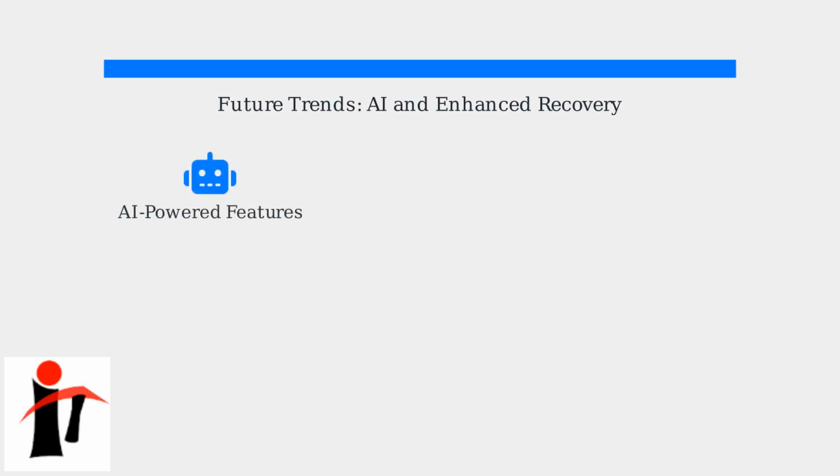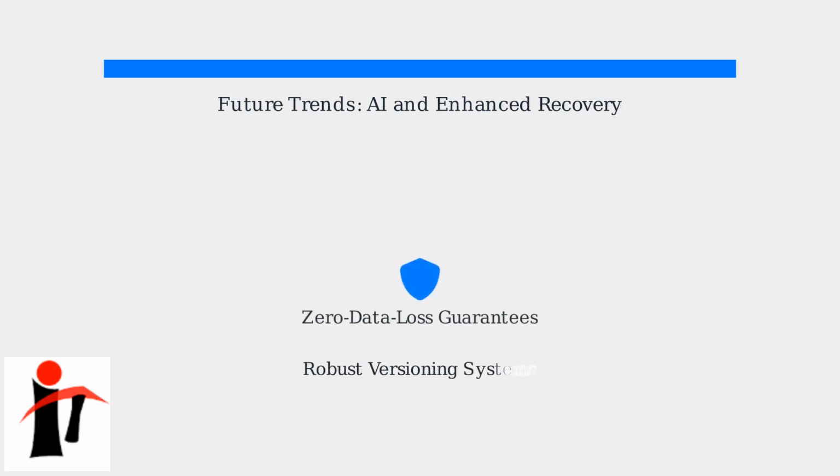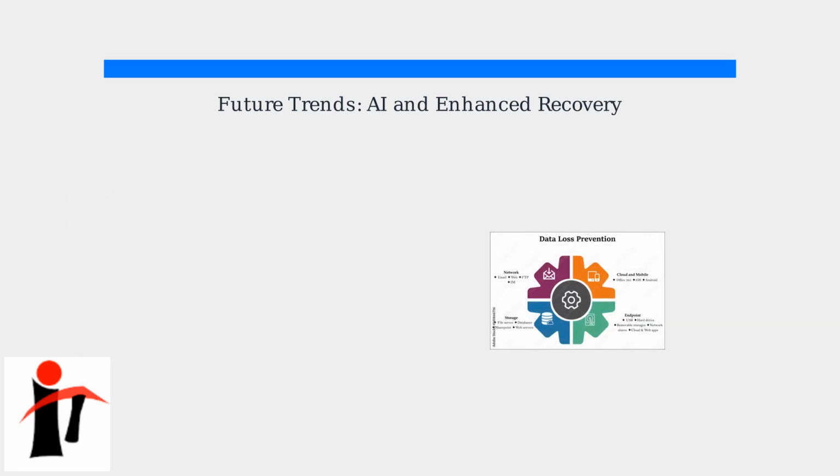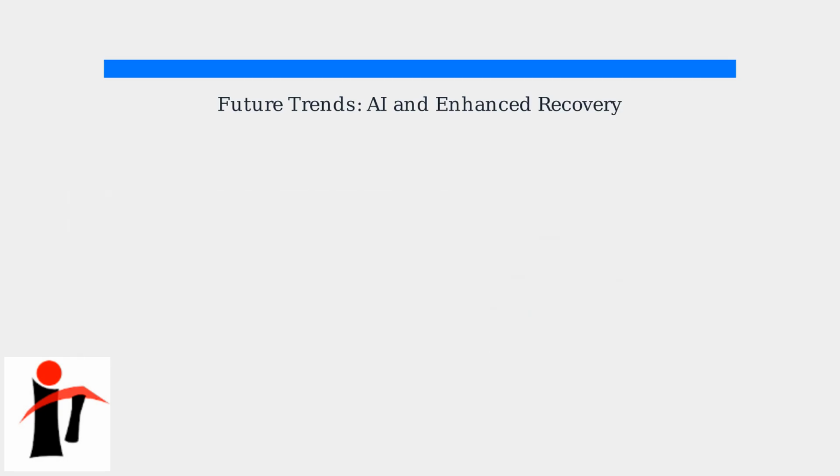Squarespace is continuously improving its platform. Expect to see more AI-powered features in the future, potentially including AI-assisted content recovery and automated backups. Trends point towards zero data loss guarantees and more robust versioning systems, making Squarespace even more resilient. Keep your eye on updates to improve workflow.